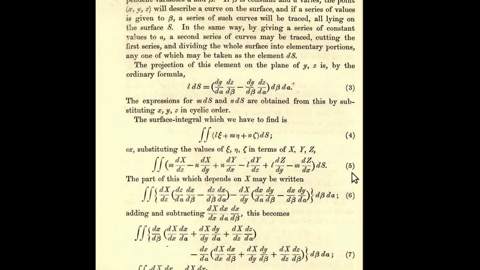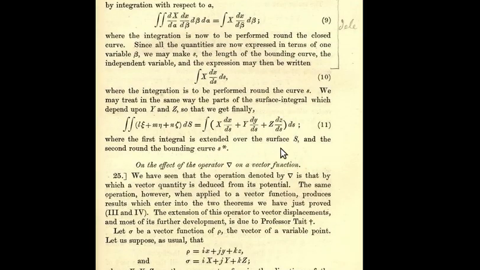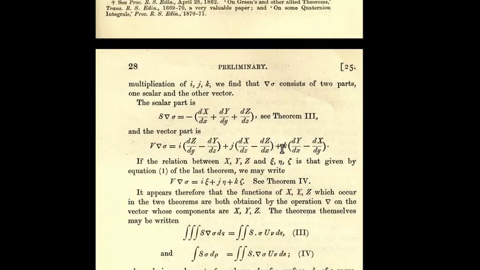The projection of this element on the plane of yz is, by the ordinary formula, l ds equals (dy by d alpha dz by d beta minus dy by d beta dz by d alpha) d alpha d beta. Equation 3. The expressions for m ds and n ds are obtained from this by substituting z x y and x y z in cyclic order. The surface integral which we have to find is the integral of (l xi plus m eta plus n zeta) ds. Equation 4.